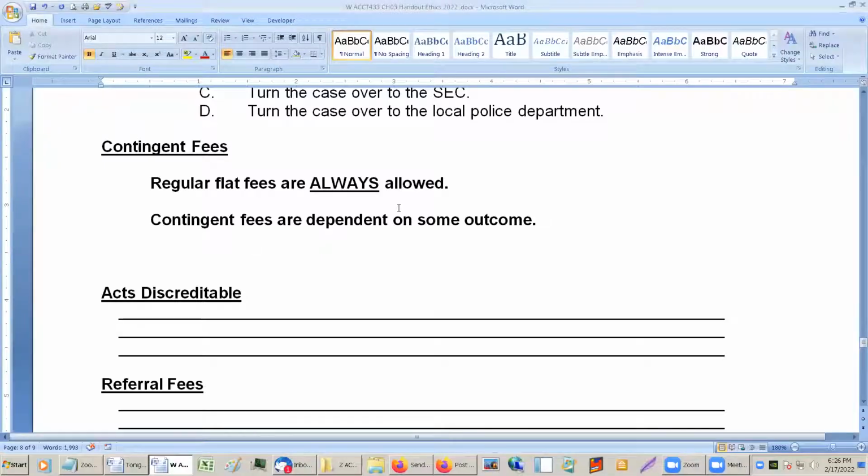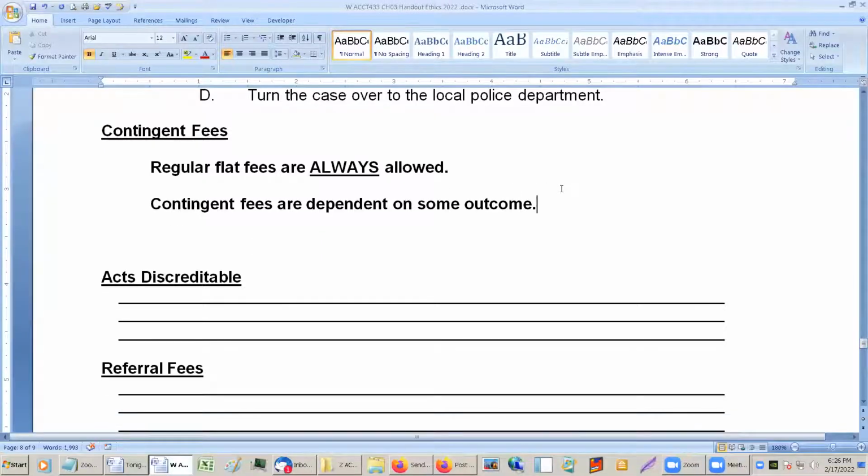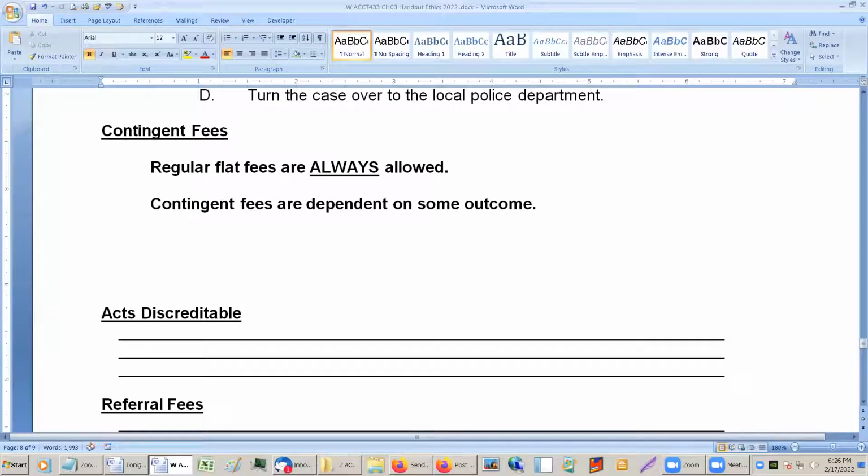So the question is, well, when can you use those? Basically, you can always do a contingent fee, but there are 3 exceptions to it. So contingent fees are always allowed with 3 notable exceptions. Except for, like, our qualified report.